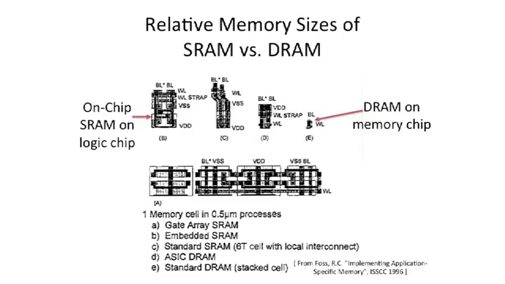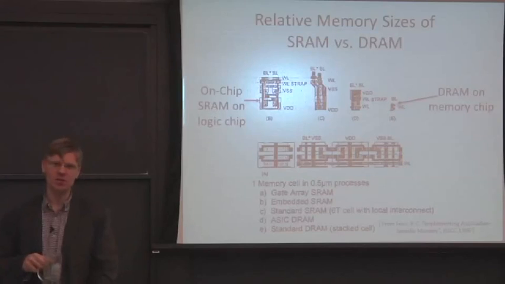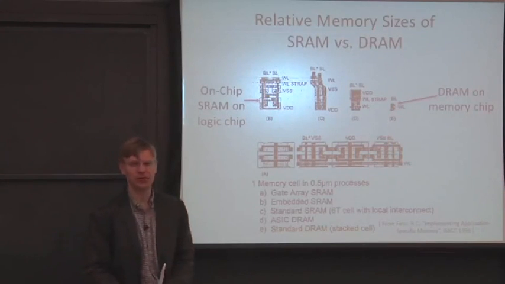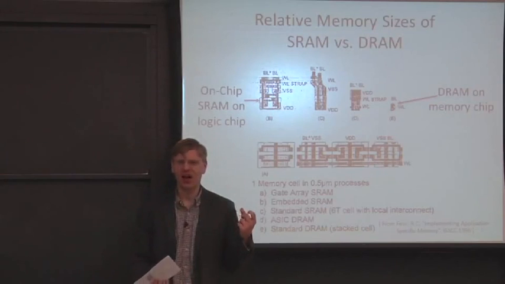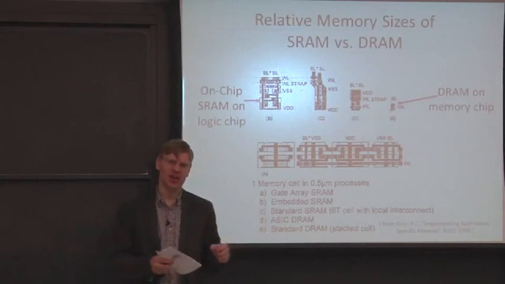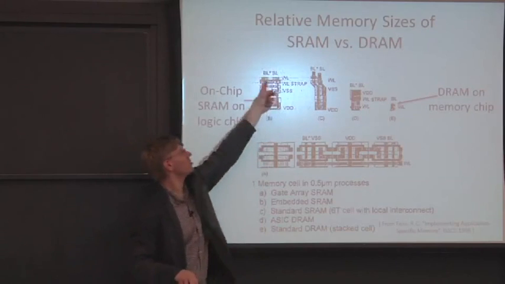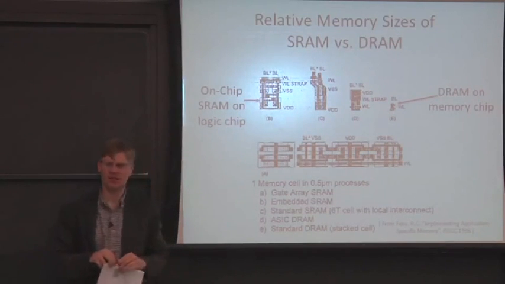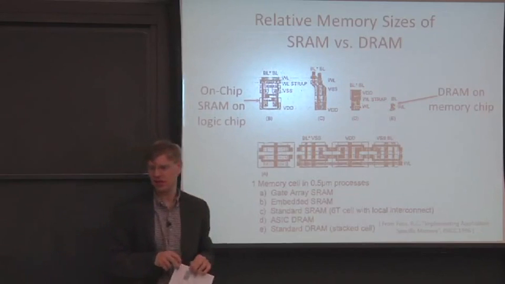Okay, so I like this diagram, and this is one of the key diagrams in today's lecture. It shows the relative sizes of SRAM versus DRAM, and different types of SRAM versus DRAM. So let's start off here with an SRAM cell built out of logic, on a logic process or logic CMOS technology. That's this one here. This looks to be 6 transistors, so sort of optimized SRAM on a logic process.